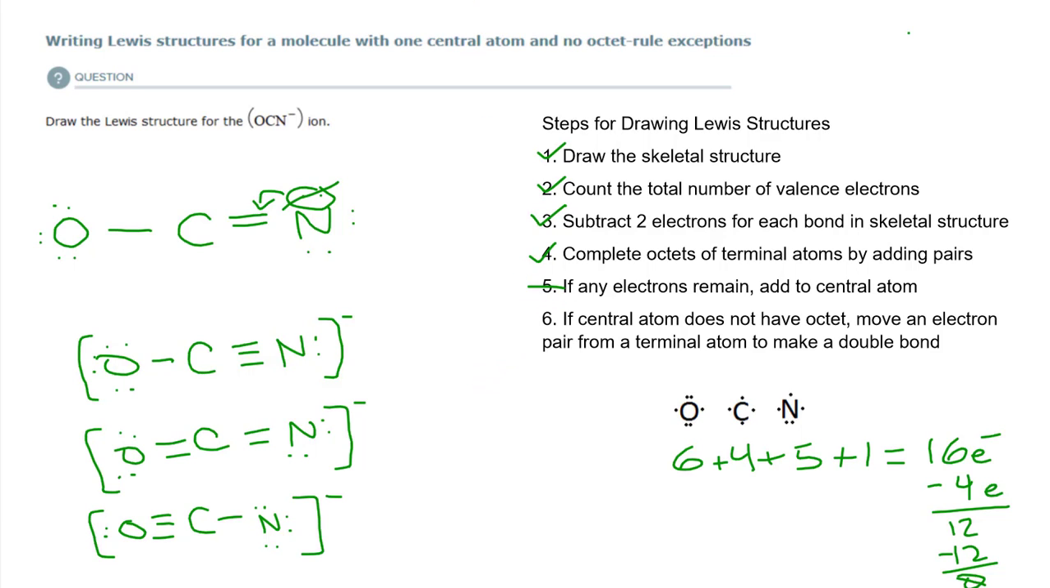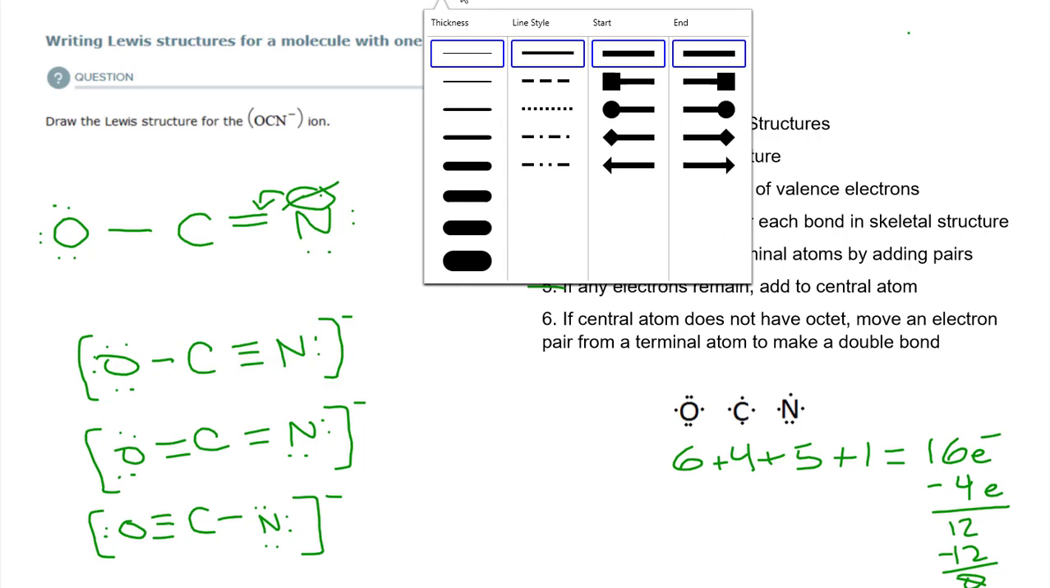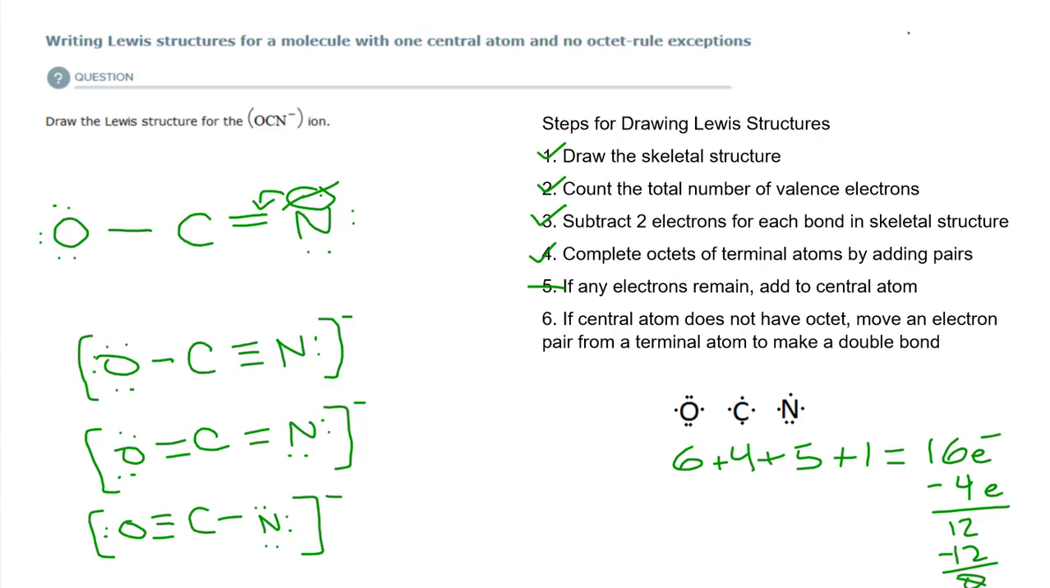So let's assign formal charges here. I'm going to change colors so we can assign formal charges. Formal charges, again, are the number of valence electrons an element started with, so these numbers here, minus how many electrons are associated with that atom, meaning if it were to break away, how many would it take with it. So let's look at this first structure here. Let's look at oxygen first.